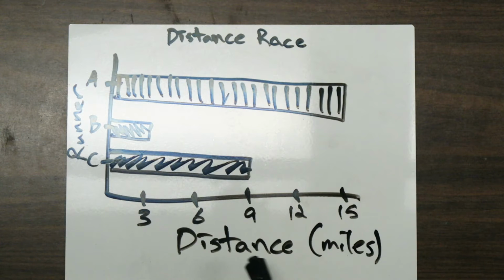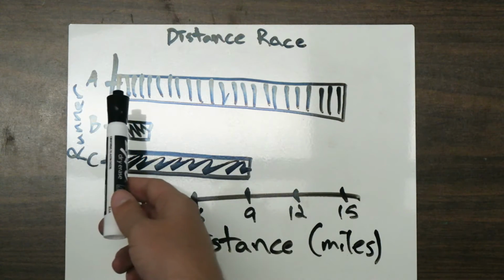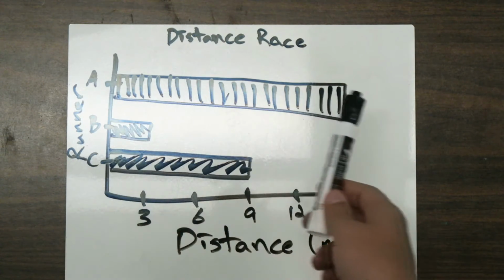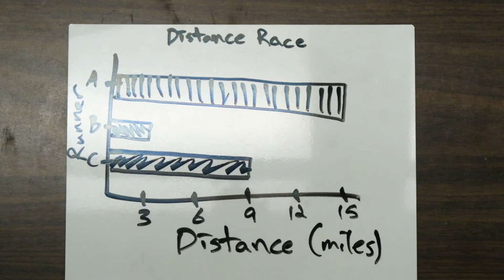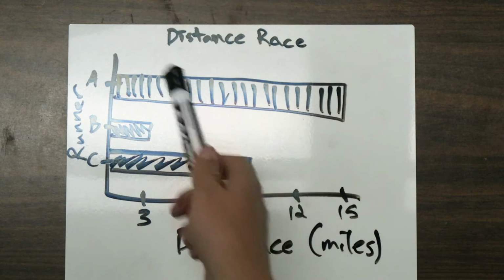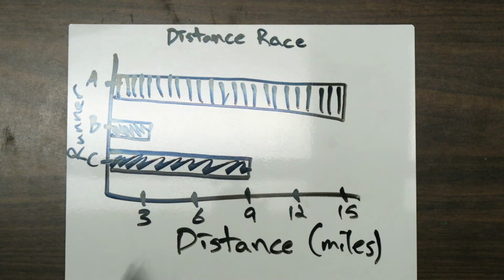So in this example, we're talking about the distance that somebody ran. Because we're talking about distance, it makes sense that we might have a bar that shows us distance over a graph. So one thing I want you to notice is at the top here, I have a title for my bar graph. It says distance race. That kind of lets us know what this entire graph is about.